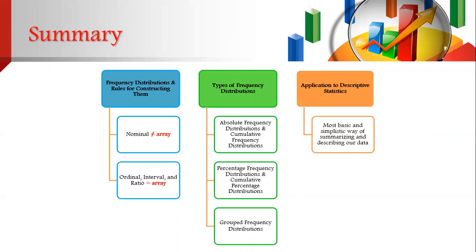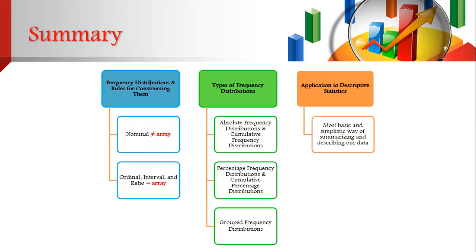However, when it comes to variables that are measured at the ordinal, interval, and ratio level of measurement, we now know that we first need to arrange those values or attributes in an array before we are able to do our frequency counts for each one. In addition, we also discussed the types of frequency distributions, and we now know that there are 5 main types: absolute frequency distributions, cumulative frequency distributions, percentage frequency distributions, cumulative percentage frequency distributions, and grouped frequency distributions.